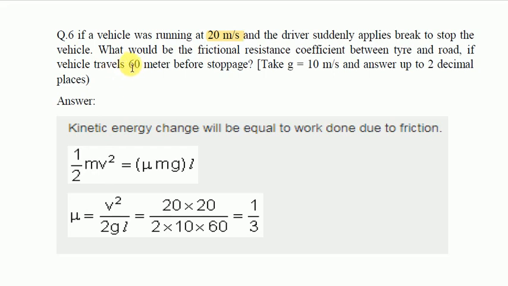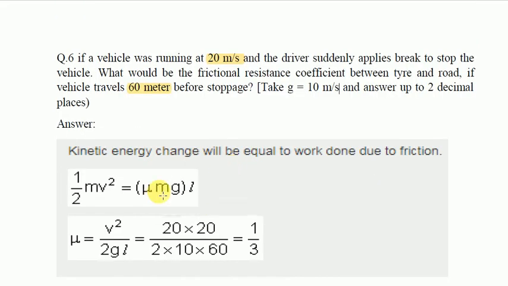So here my lag distance will be 60 meter. Take g is equal to 10 meter per second square. We have to answer up to 2 decimal places. So here is the solution.